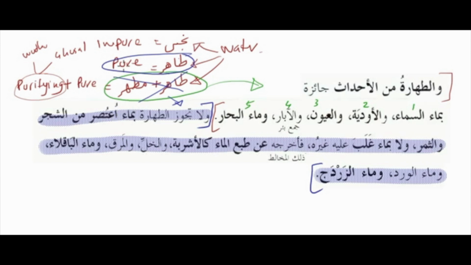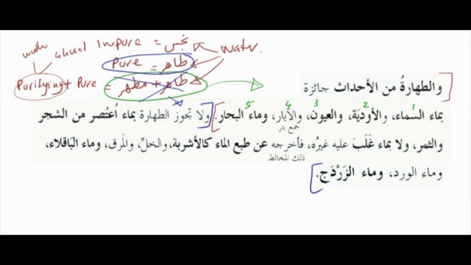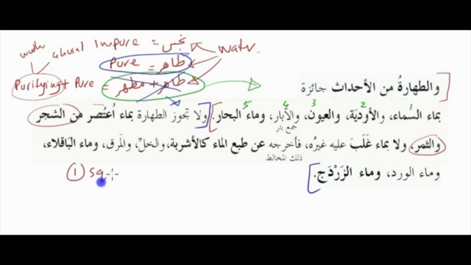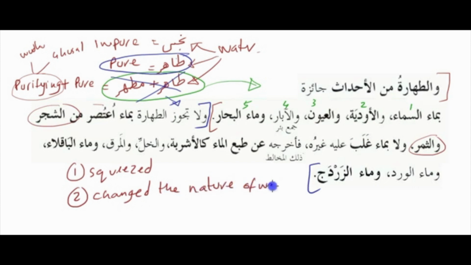So what are these types of water? Here he mentions several types. He says water which has been squeezed out of a tree or fruit, so any water that has been squeezed out of something. This is the first type: squeezed out of any fruit or vegetable or anything like that. You can't use it for purification, for wudu. Number two, water whose nature has been changed by a substance. Nature here refers to the fluidness, the viscosity of water.